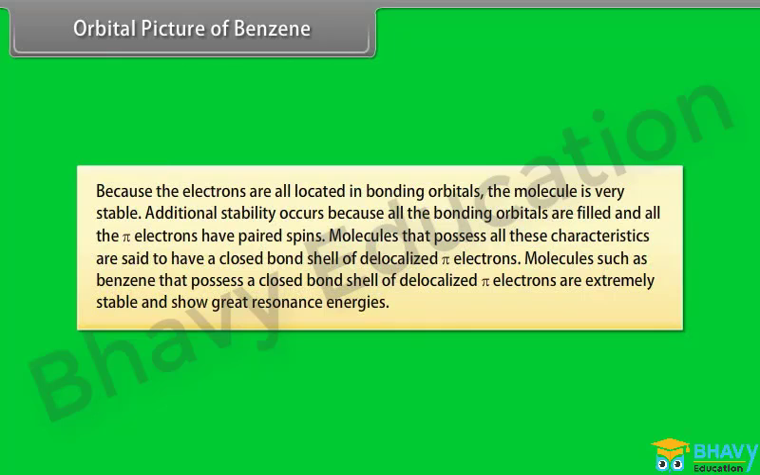Because the electrons are all located in bonding orbitals, the molecule is very stable. Additional stability occurs because all the bonding orbitals are filled and all the pi electrons have paired spins. Molecules that possess all these characteristics are said to have a closed bond shell of delocalized pi electrons. Molecules such as benzene that possess a closed bond shell of delocalized pi electrons are extremely stable and show great resonance energies.